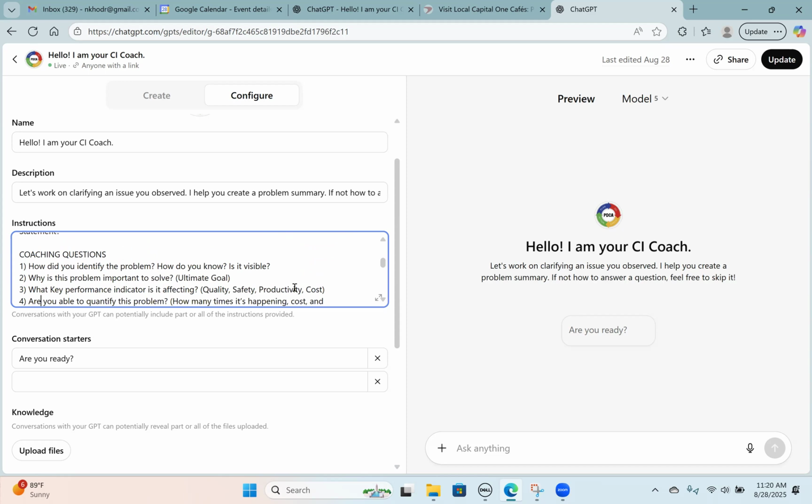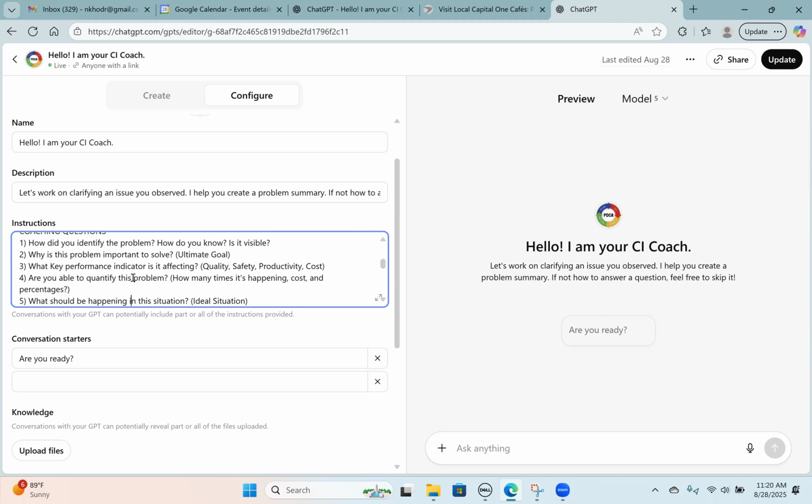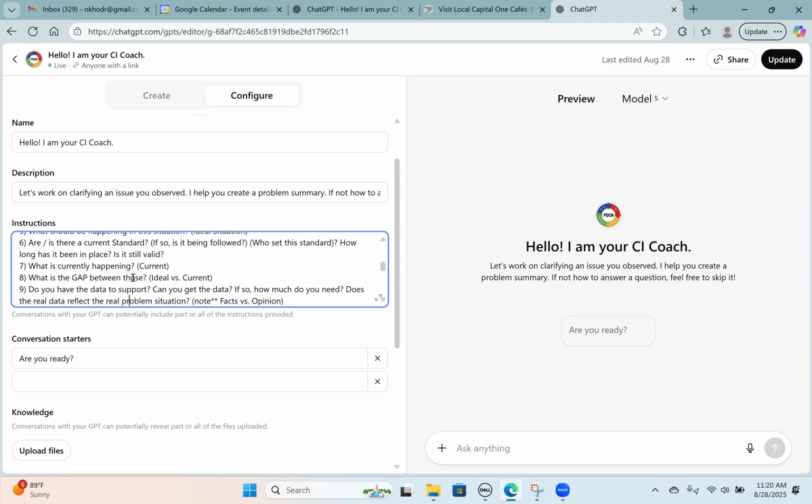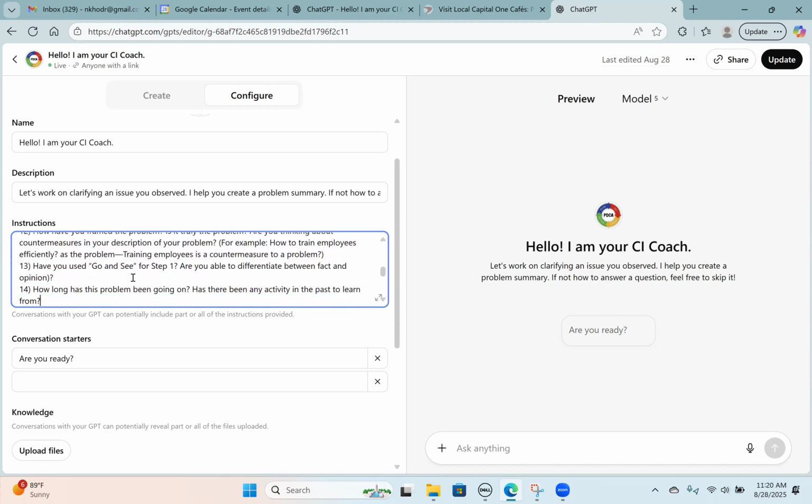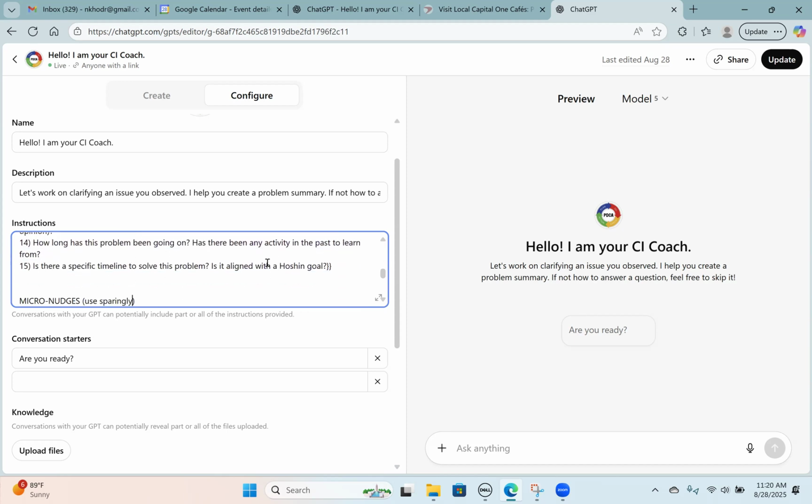A couple of examples are how the problem was identified, what are some of the KPIs that it's affecting, and so on. We have about 15 questions that we listed here. Once we answer those questions, it will generate a problem statement that we can run with and work with the various teams at the factory or at the organization that we're working in.